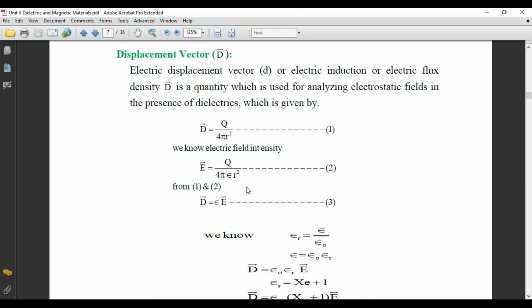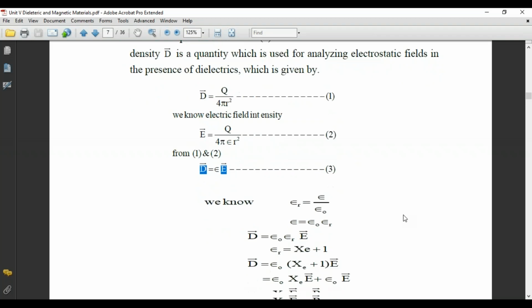So we'll go for the displacement vector. This is also called electric induction or electric flux density, the quantity which is used for analyzing electrostatic fields. Suppose you want to analyze electrostatic fields in a dielectric material, you should know what the displacement vector or electric flux density is. If you take the equation displacement equals Q by 4 pi r square, then E equals Q by 4 pi epsilon r square. If these equations are equal, you can get the displacement vector D equals epsilon E.